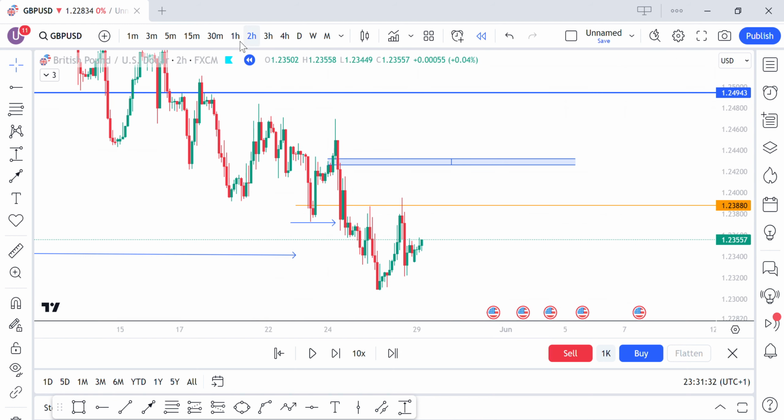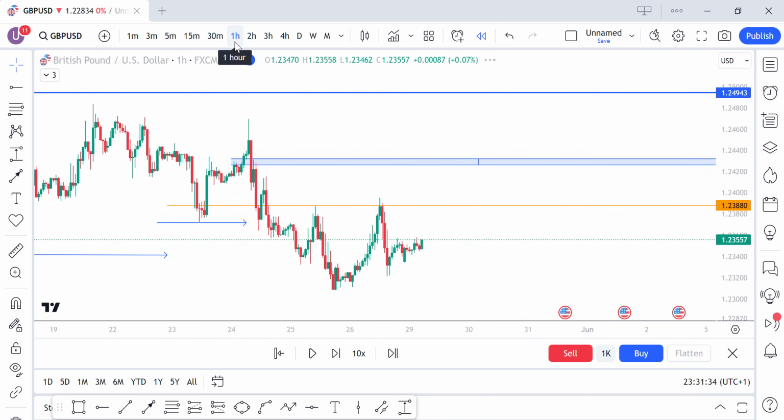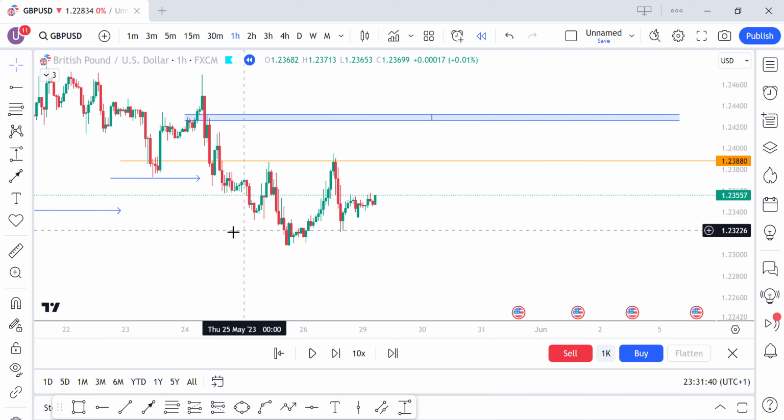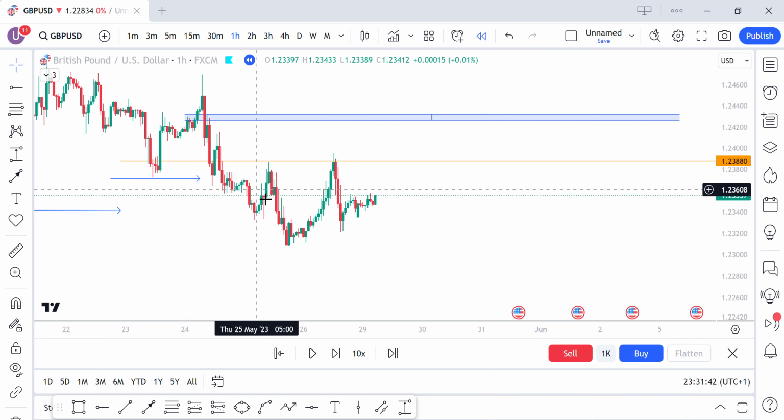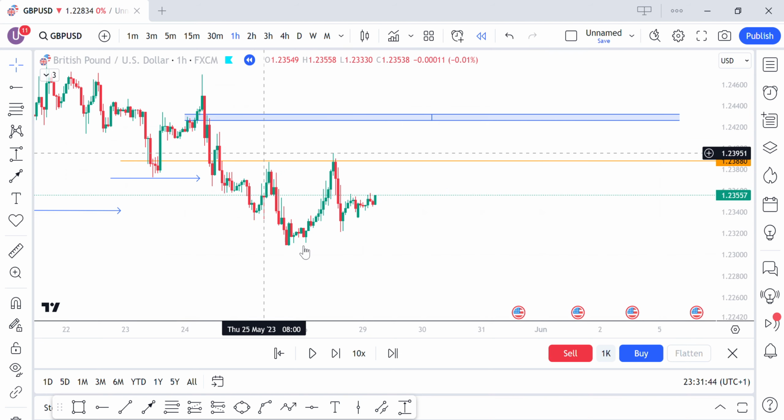That's from 2 hours. Then I come down to 1 hour to see what 1 hour is showing me. Now on 1 hour, this is a break of structure here. You can see that on 4 hours nothing was there. There's also no fair value gap. I use fair value gap as my form of order, right? That's what I use fair value gap for.